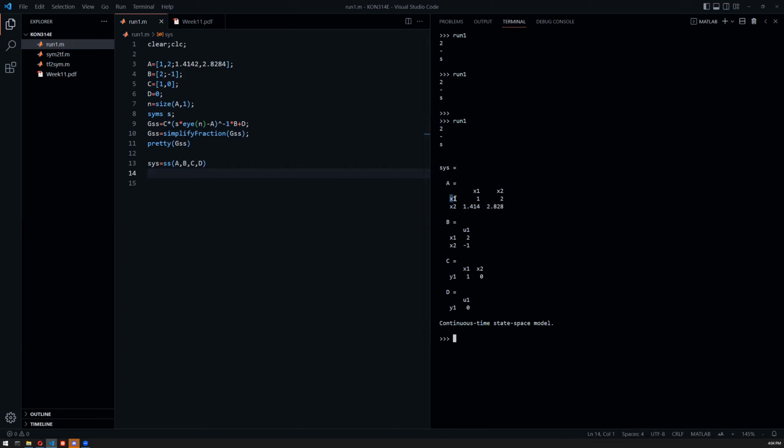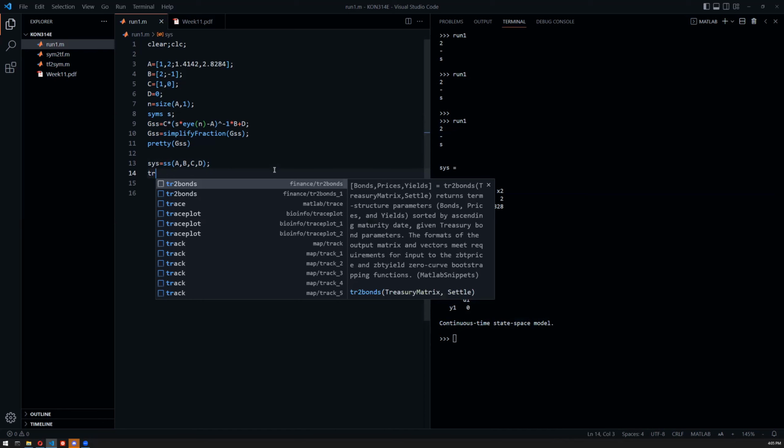You can see x1 derivative depends on 1 times x1, 2 times x2. x2 derivative is 1.414 x1 plus 2.828 x2. And the first equation has 2 times u, and the second equation has minus u in it. And then the output is basically y is equal to x1. And that's basically it. This is a continuous time state space model. It's nice to have this nice output if you're new to it.